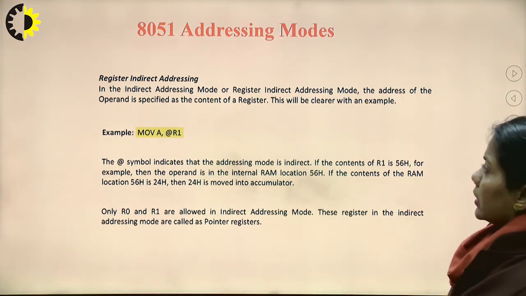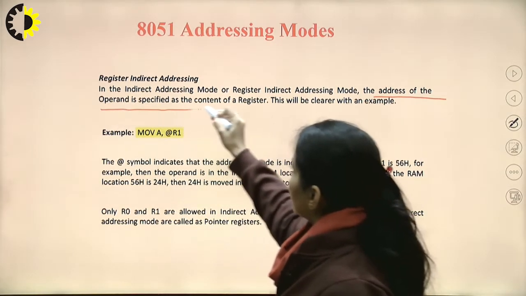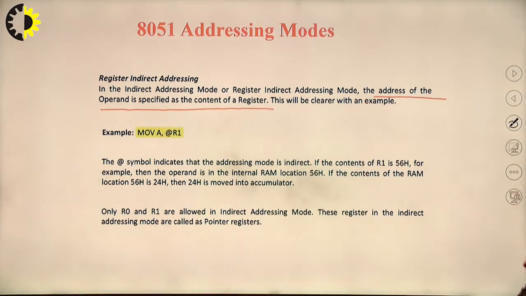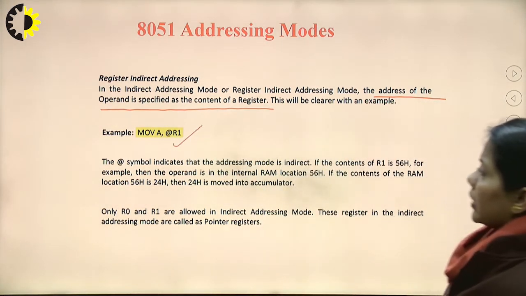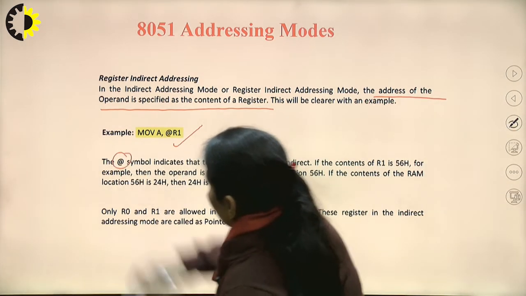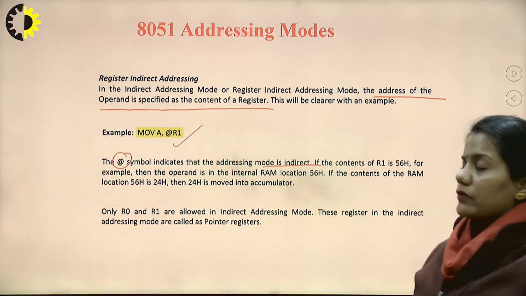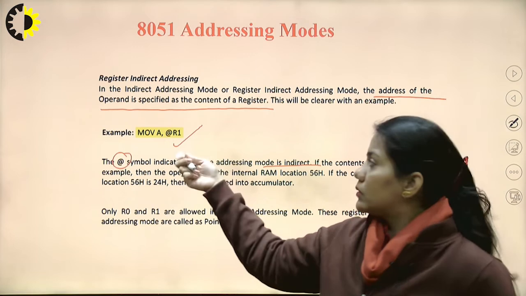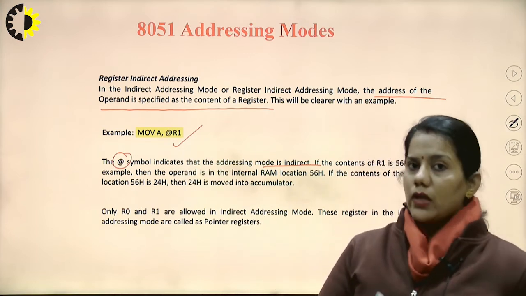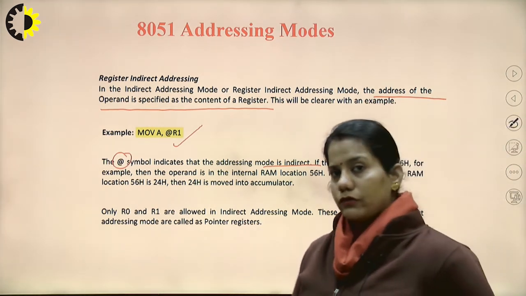Next is the register indirect addressing mode. That is, the address of the operand is specified as the content of a register. This will be clearer with an example. So here, MOV A, @R1, the symbol @ indicates that the addressing mode is indirect. So the presence of this symbol indicates that the addressing mode used is indirect addressing mode, and the data in the register specified in the instruction will act as the memory location, and the contents of that particular memory location will be treated as the data.